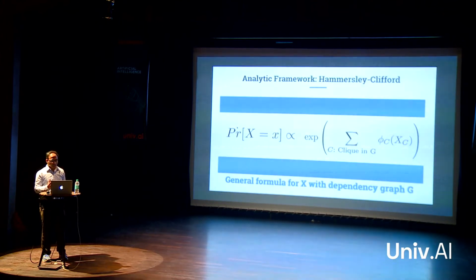And the more general thing that they showed had the following form: if you have a distribution X and I tell you the dependency graph is G, the formula for the distribution is encoded by the graph structure that you see. So there are these objects which are cliques, the vertices which are all connected to each other, and these cliques give us a formula for what the distribution looks like.